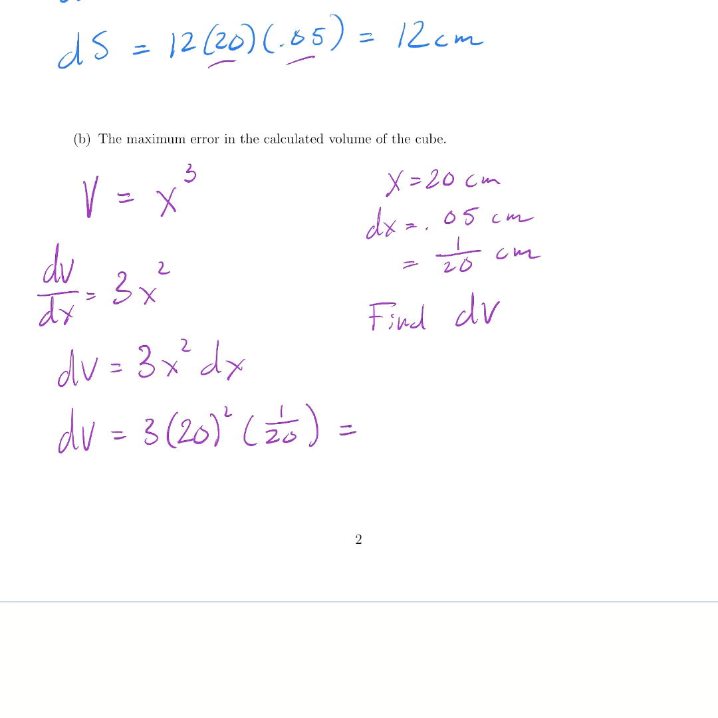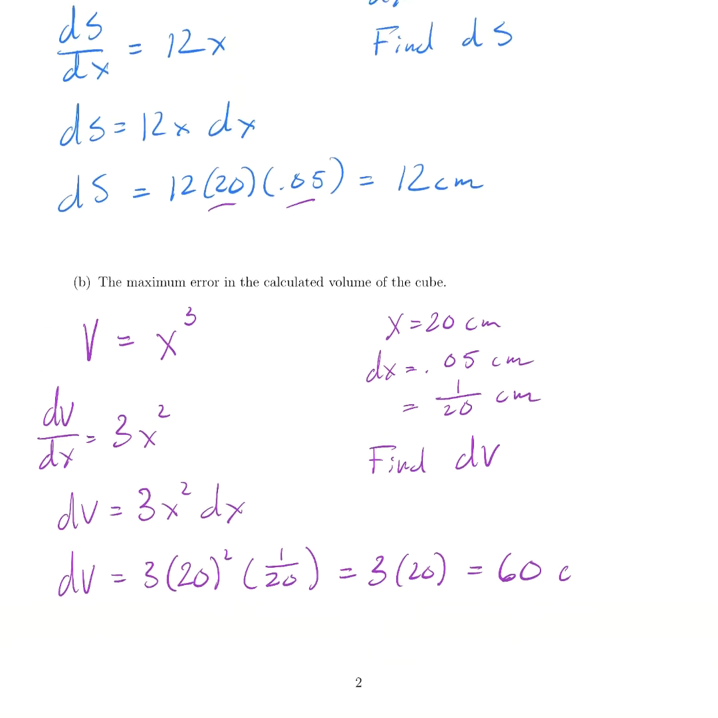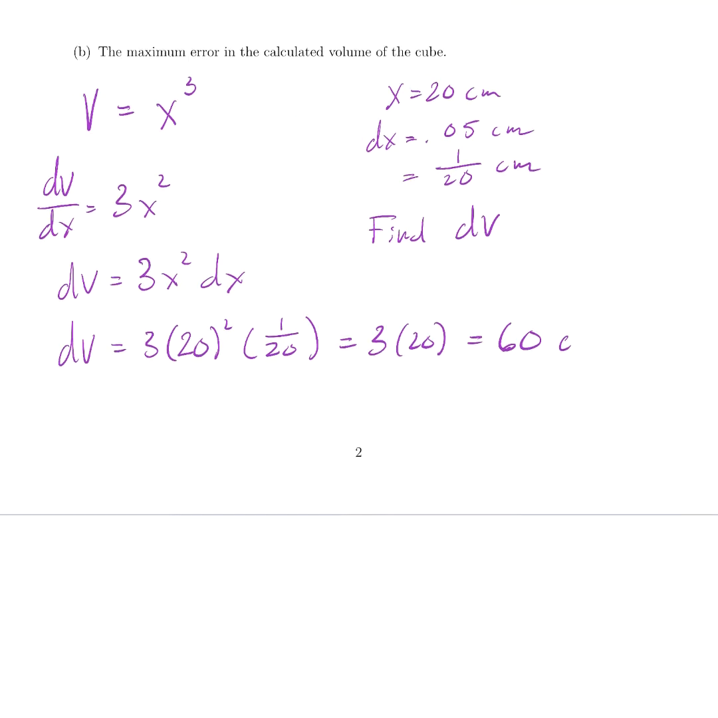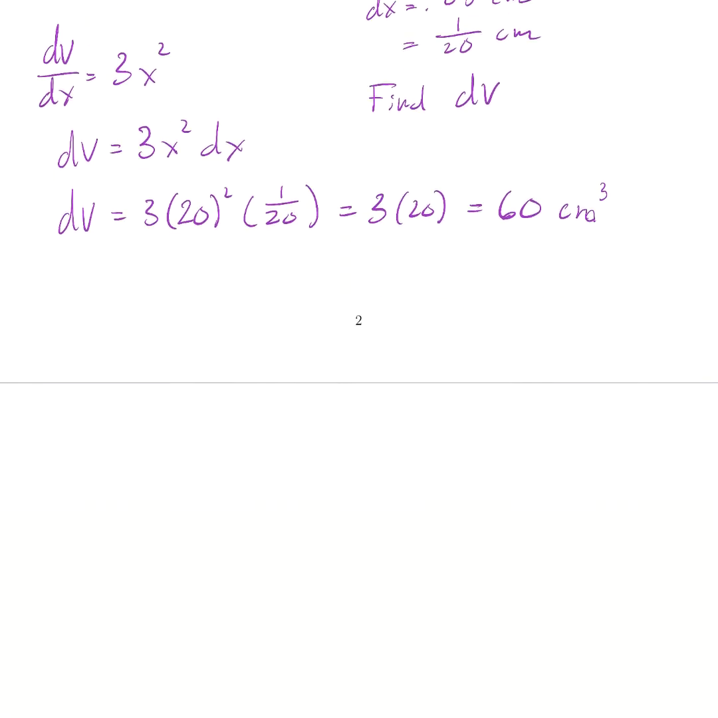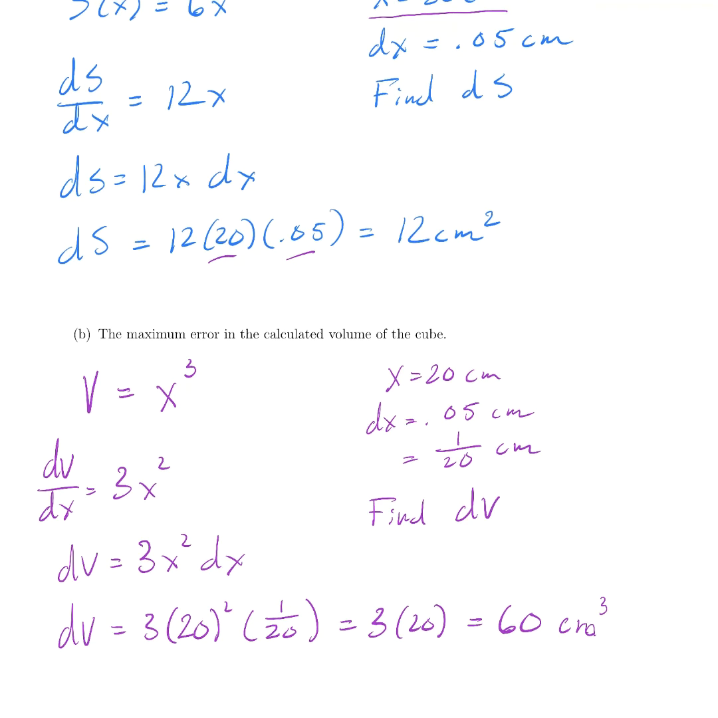Aha, so 20 squared times 1/20th is just 20, right? So we're left with 3 times 20, or 60, and this would be surface area up here, sorry, let me fix this, is centimeters squared, and volume down here is in centimeters cubed. So the maximum error in the calculated volume of this cube would be 60 centimeters cubed. All right, there's the 2.9 activity solutions. See if you can press on to the problems that are assigned in the textbook.